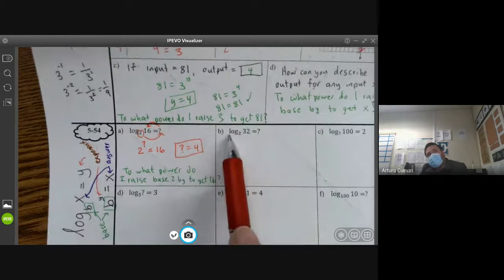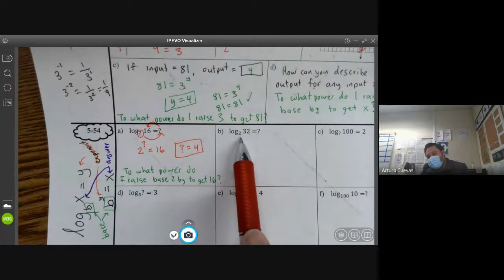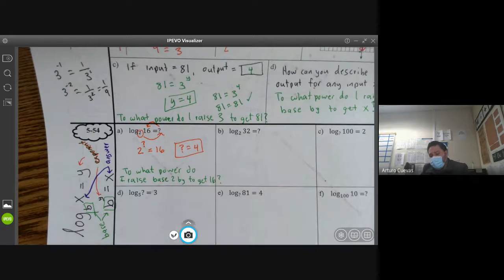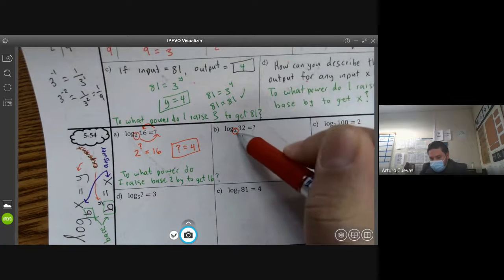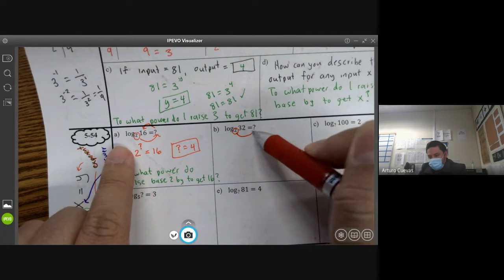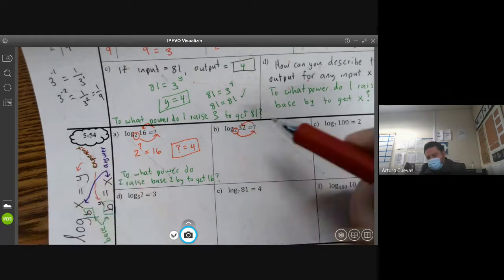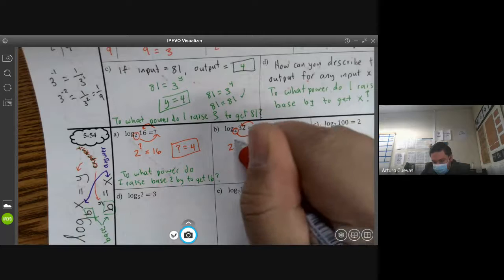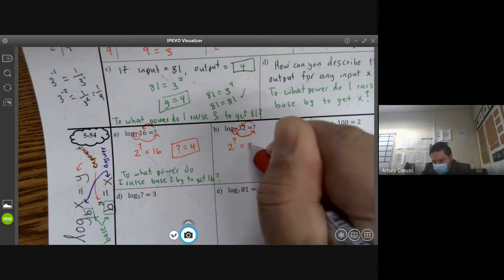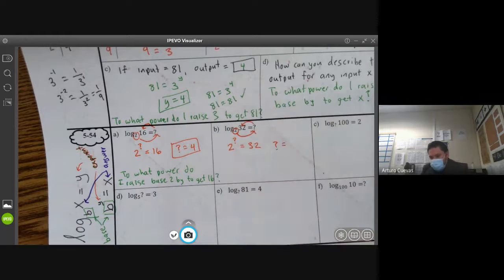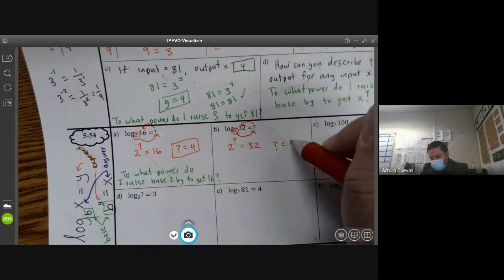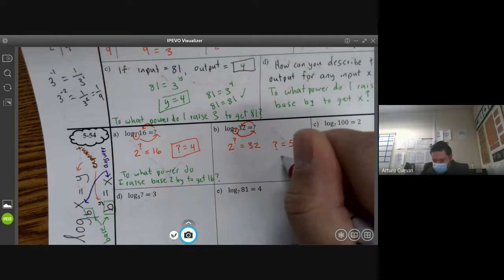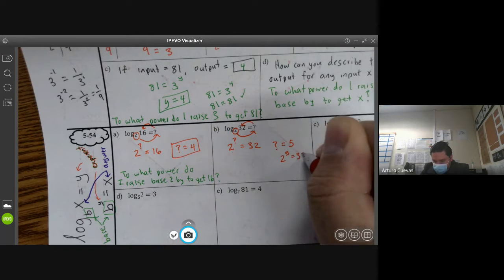Read this for me. To what power do I raise 2 by to get 32? One way you can do that is you can take the base, and where do I draw my arrow to? All the way to the end. So 2 to the power of question mark equals 32. Let's write that down. 2 to the power of question mark gives me 32. What does question mark have to be? 5. 2 to the power of 5 gives me 32.